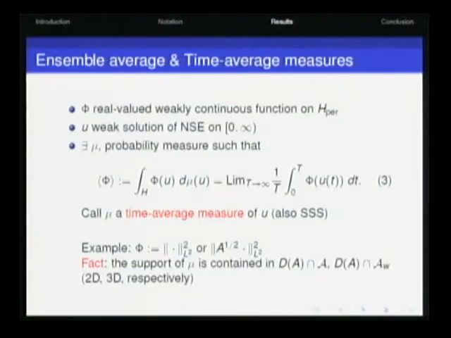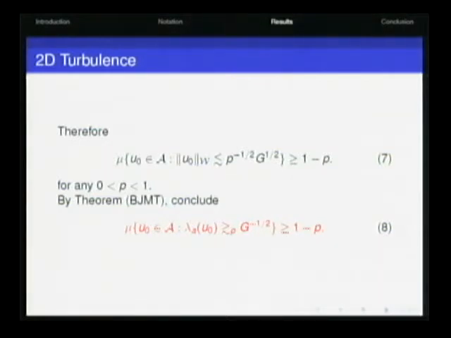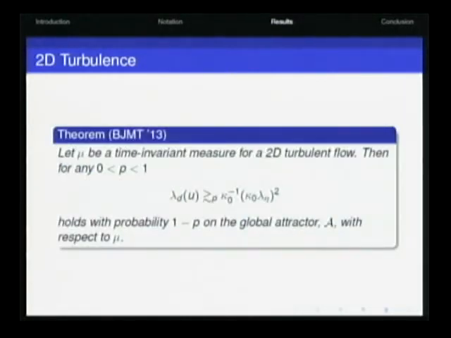All right. So using these estimates, first of all, we apply Brézis-Gallouet. So we use the time average version of it. And then using the estimates from the Dascaliuc-Foias-Jolly paper, we are able to verify the hypothesis of our theorem. And so now using the Chebyshev inequality, we can obtain that this hypothesis is verified on a large portion of the global attractor. So that's where the turbulence comes in. It's to verify the hypothesis of our theorem. And the story is similar in 3D as well. So this would be the formal statement of the result in 2D.